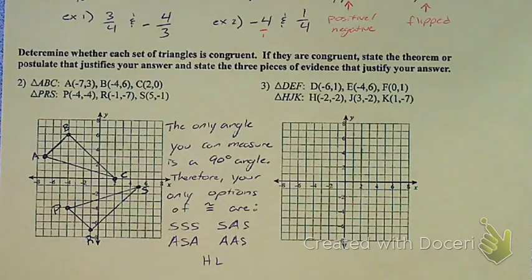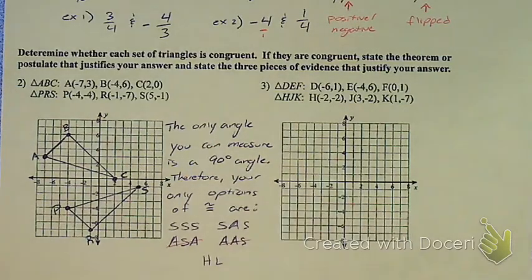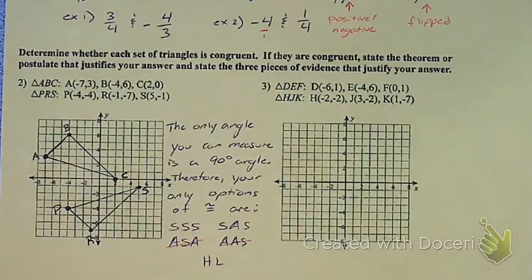Can a triangle ever have 2 right angles? No. So if you can only find right angles, how many angles can you actually find per triangle? 1. You can only find a right angle. Therefore, you won't use this one or this one for this problem, because it only gives you the option of finding 1 angle.